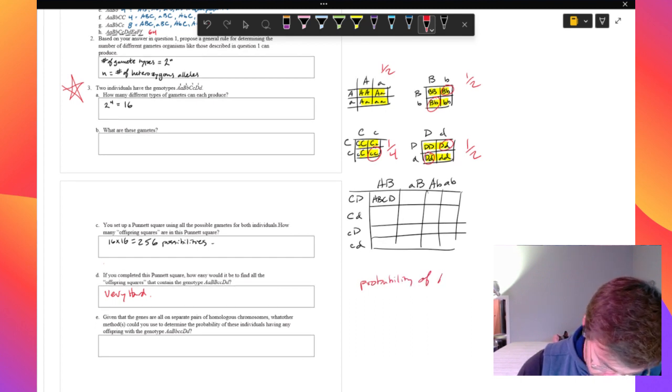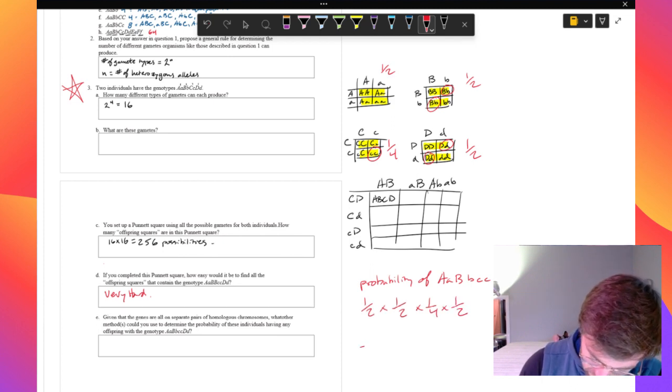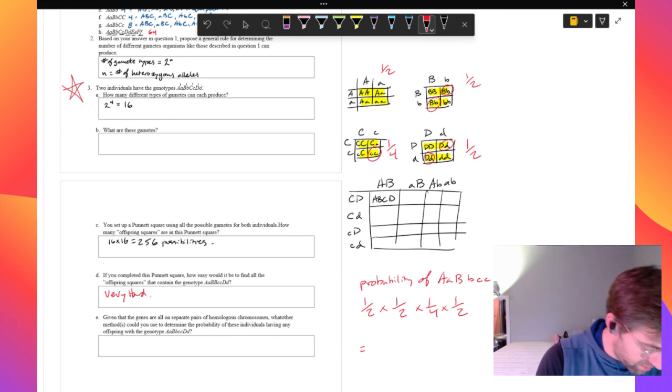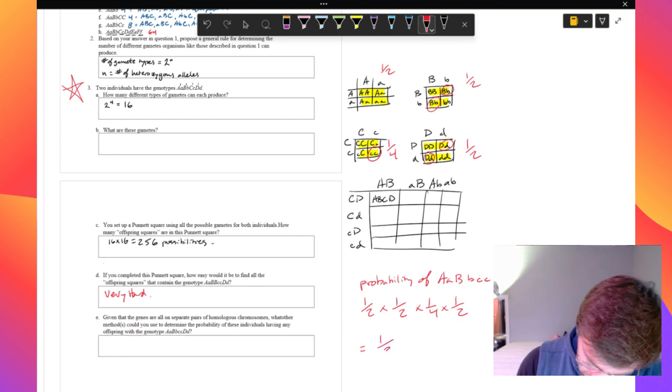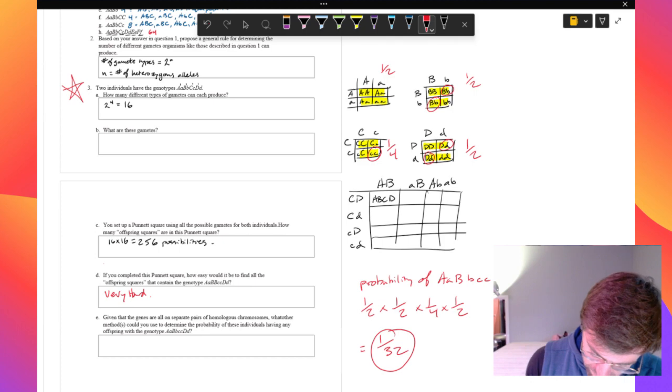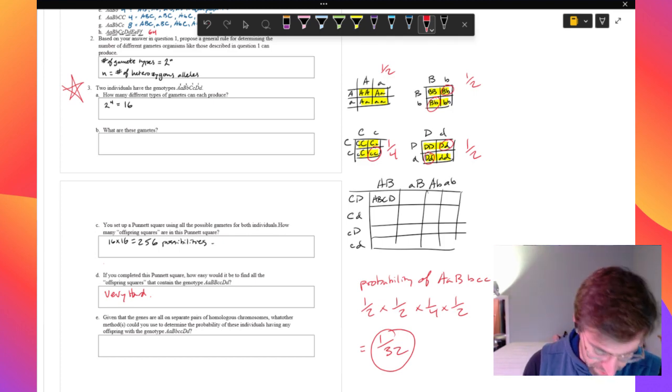So to find out our probability of big A, big B, little c, big D, little d, we simply multiply 1/2 times 1/2 times 1/4 times 1/2 equals, 2 times 2 is 4, 4 times 4 is 16, 16 times 2 is 32. Yes, 1 in 32.